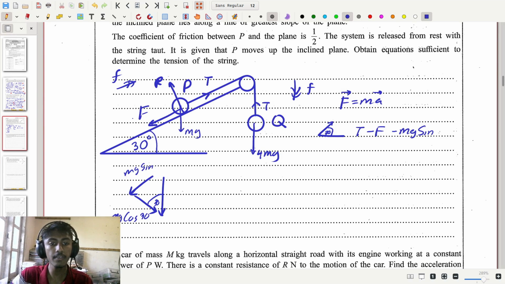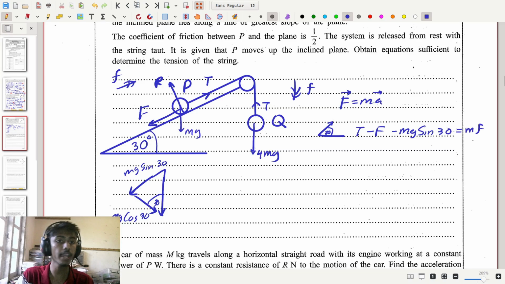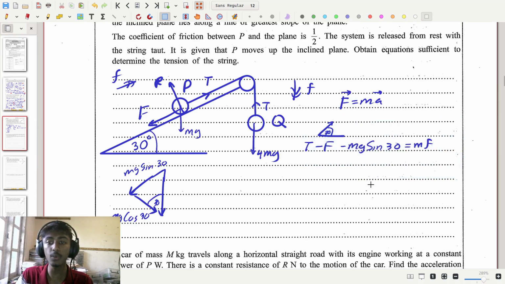So given this, we have our three forces, which are T, negative F, and negative mg sine 30 acting in this direction, where this direction is positive. Now given that, if you consider the acceleration here, we have particle P of mass m and an acceleration upward of F. So therefore, this must be equal to m times F, where F is the acceleration in the direction up the slope. This is going to be our equation number 1.